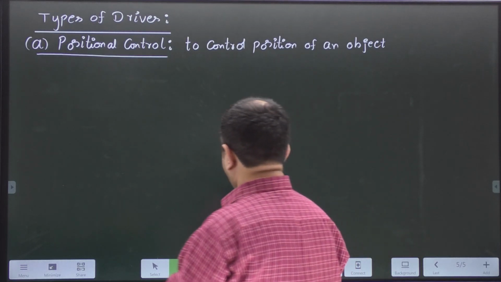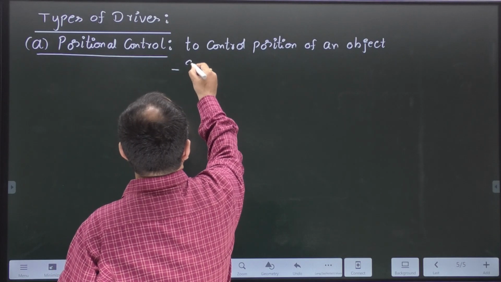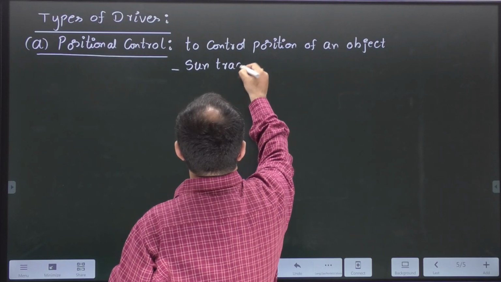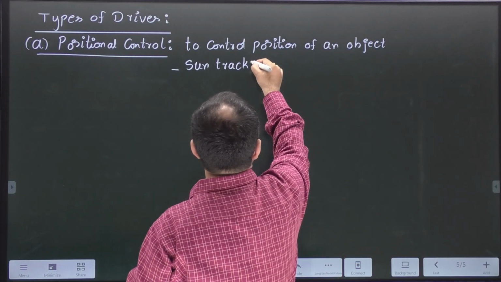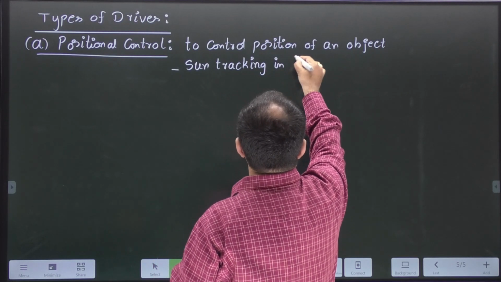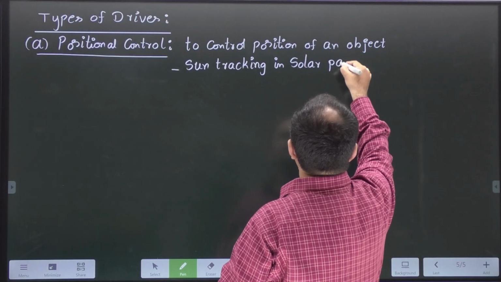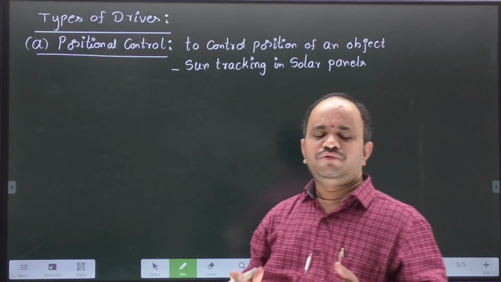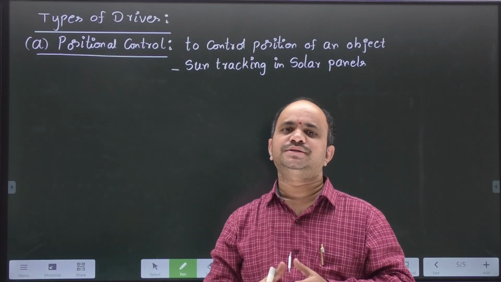So what I can write down here, the example is sun tracking in solar panels. In a similar way, if you take the wind turbine example, a wind turbine will generally have 3 blades.